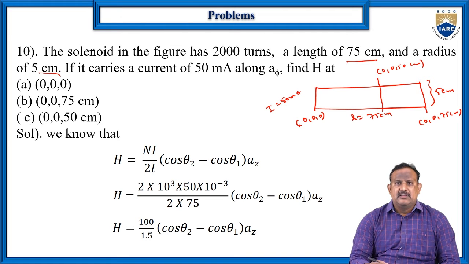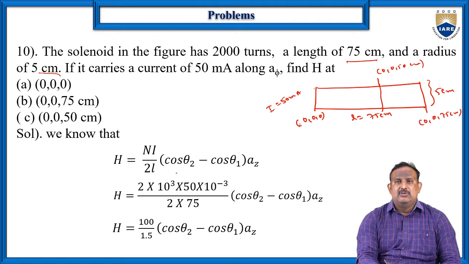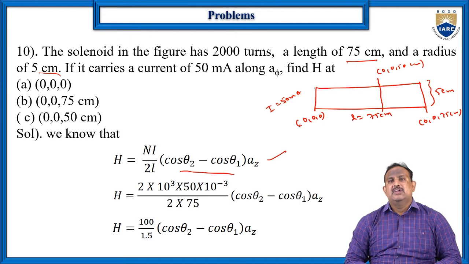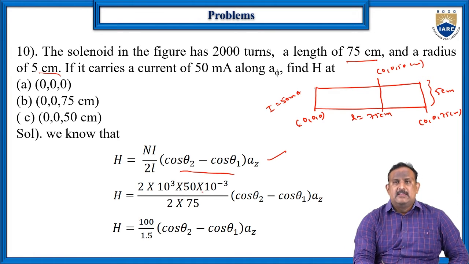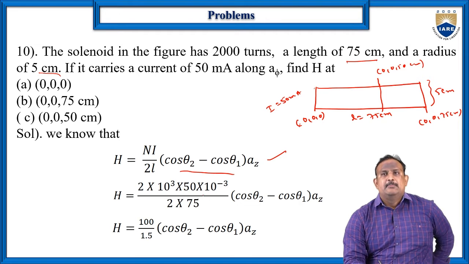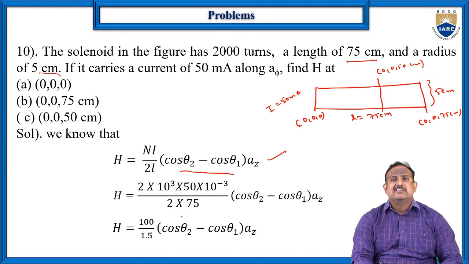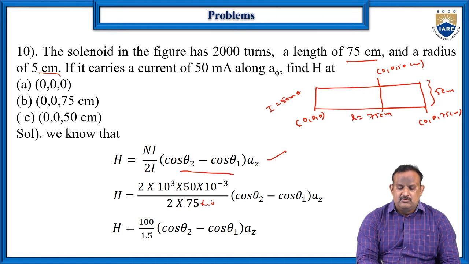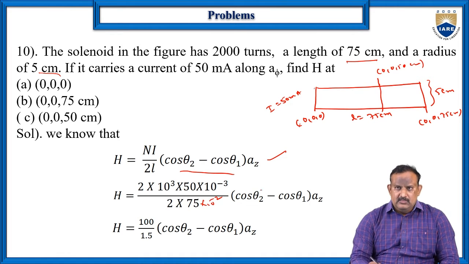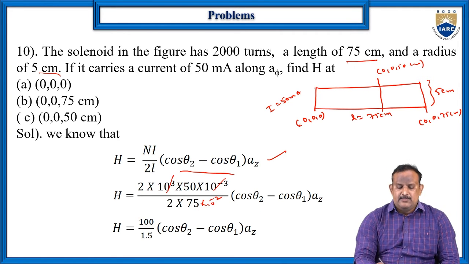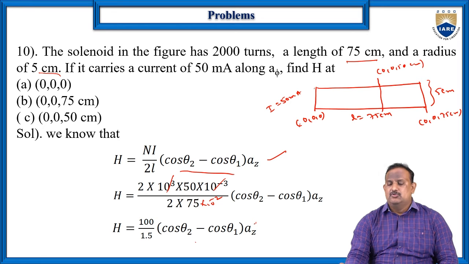We know the formula: the magnetic field intensity H is equal to N I by 2L into (cos theta 2 minus cos theta 1) into Az. The number of turns N is given as 2000, therefore 2 into 10 cube. The current I is 50 milliamps, therefore 50 into 10 power minus 3. Here 2L, with the length of the solenoid 75 centimeters, we can write as 75 into 10 power minus 2, into (cos theta 2 minus cos theta 1). If you simplify, 10 power minus 2 cancels on both sides. Therefore, 100 by 1.5 into (cos theta 2 minus cos theta 1).